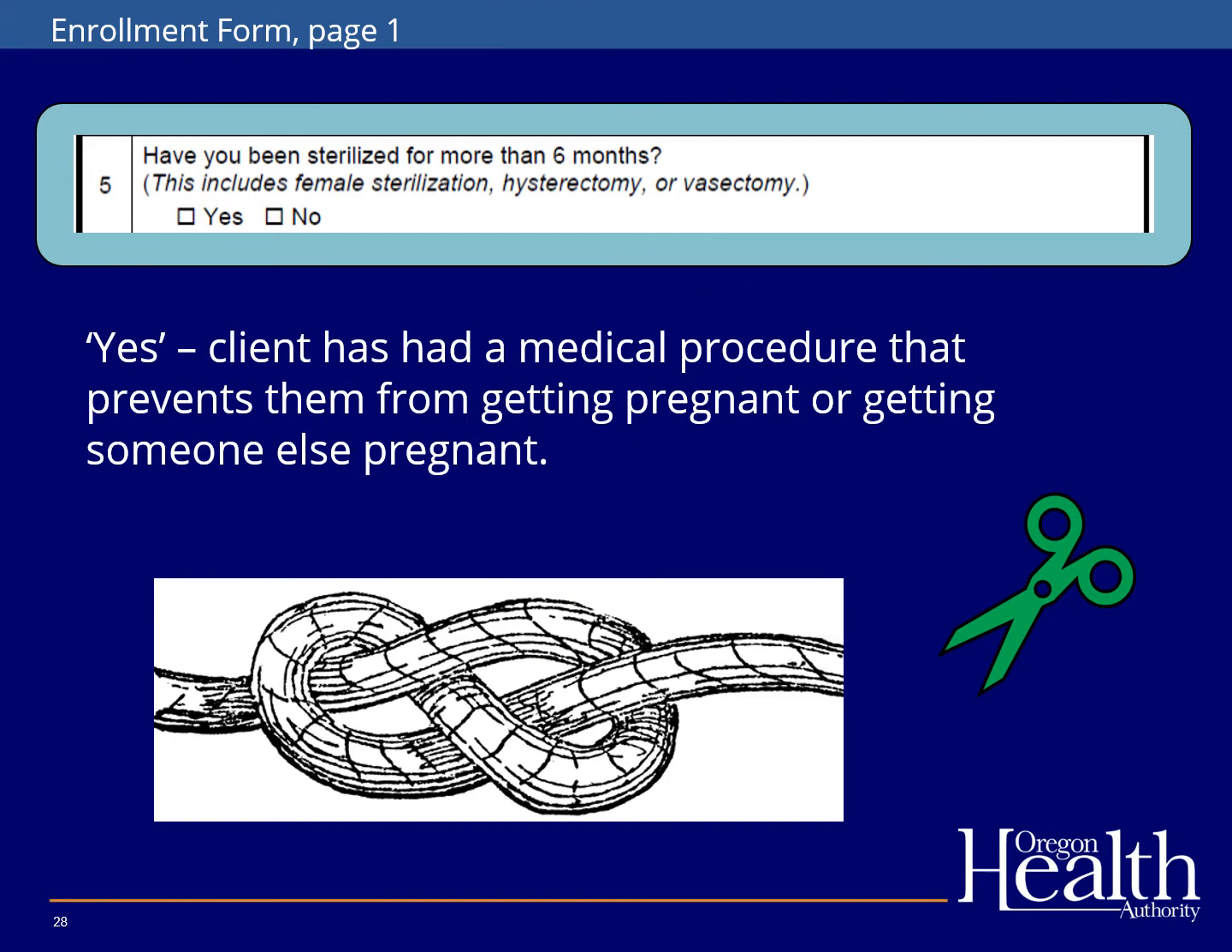Question 5 asks if the client has been sterilized for more than 6 months. They should only check yes if they've had a medical procedure that prevents them from getting pregnant or getting someone else pregnant.